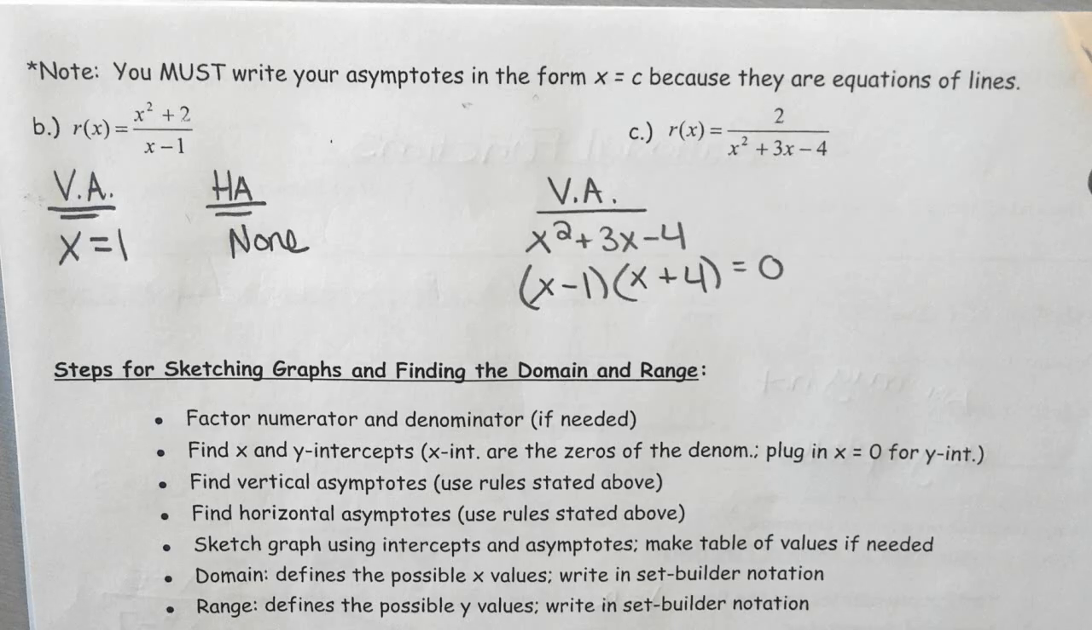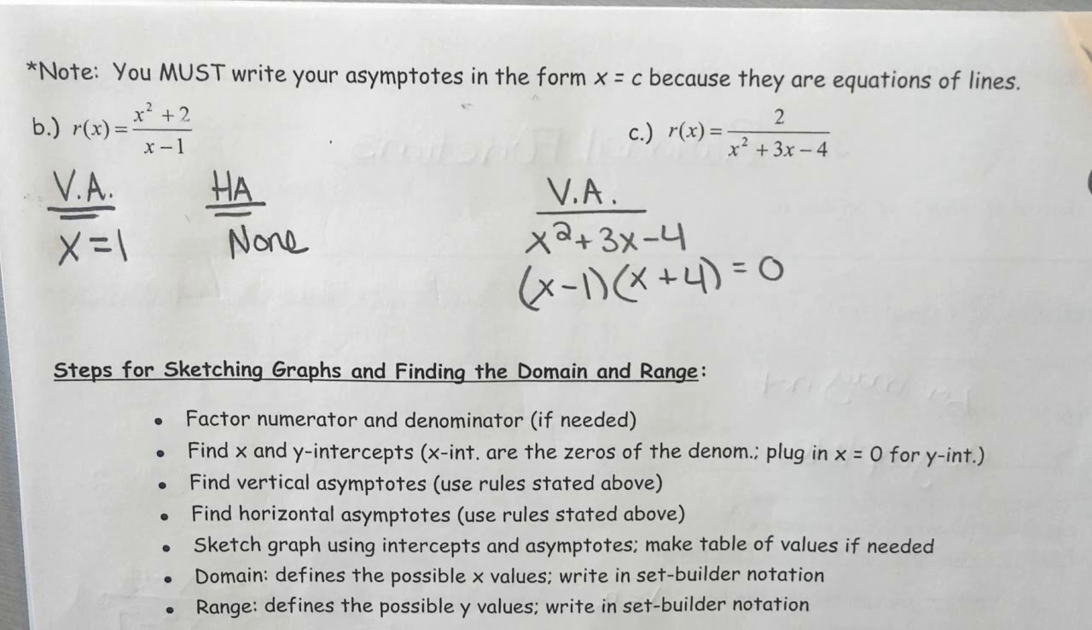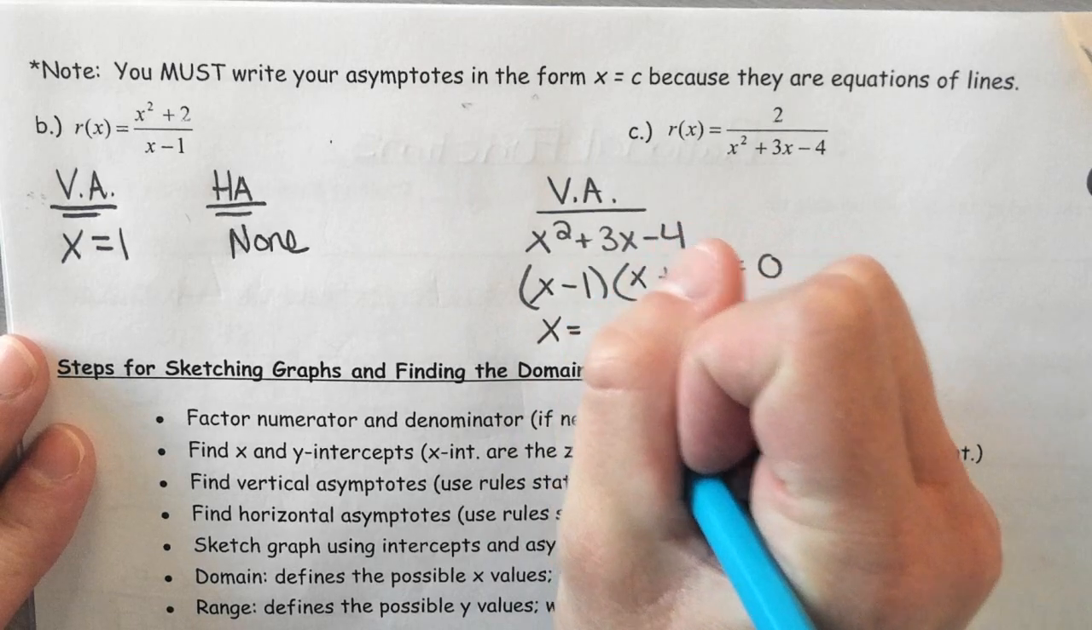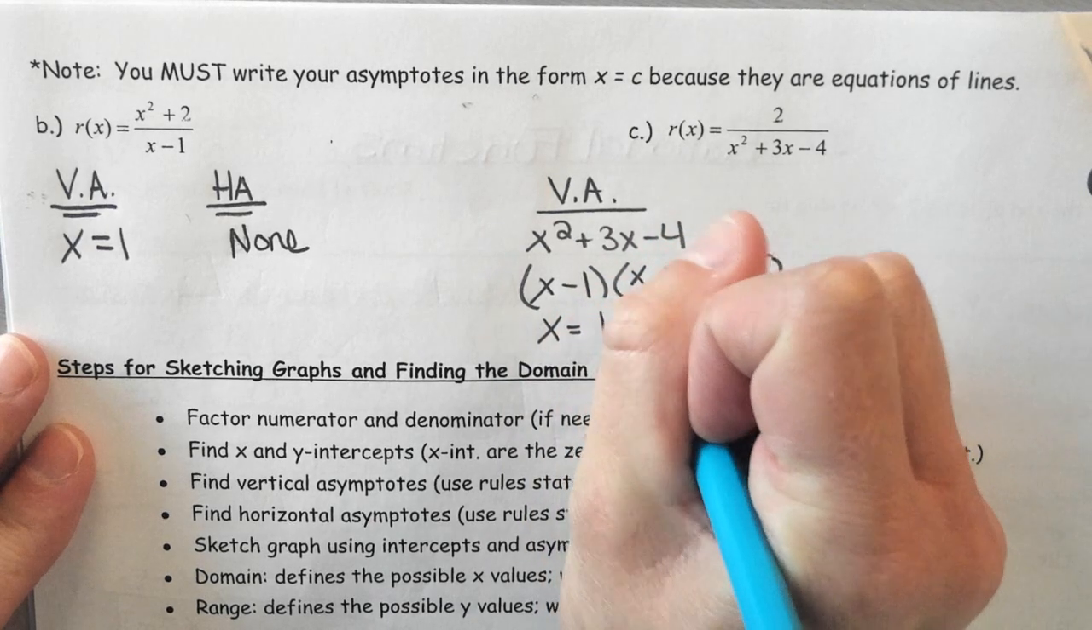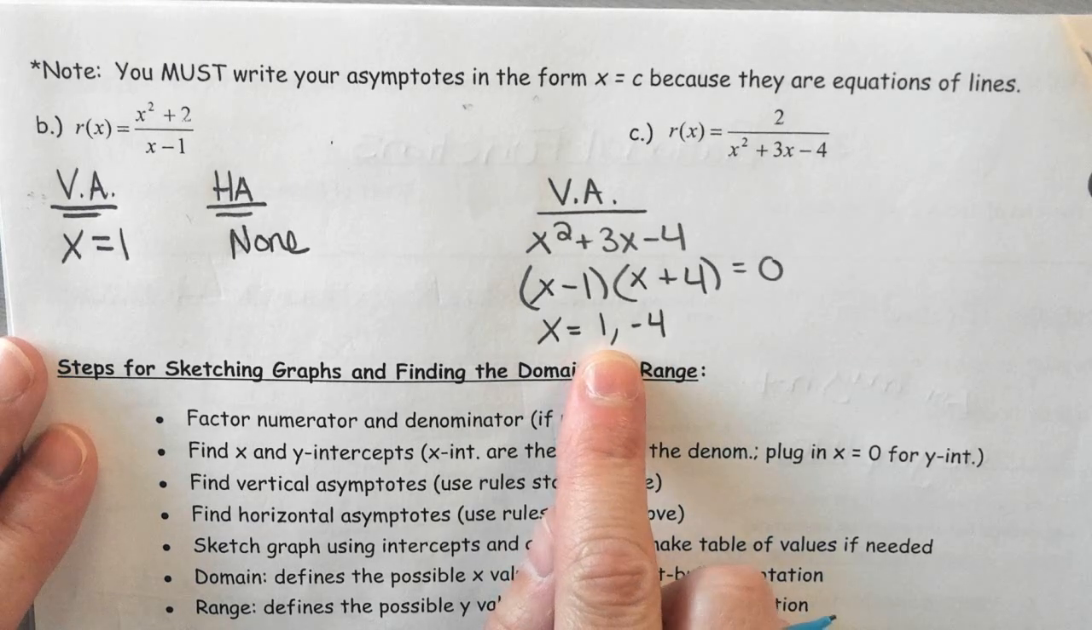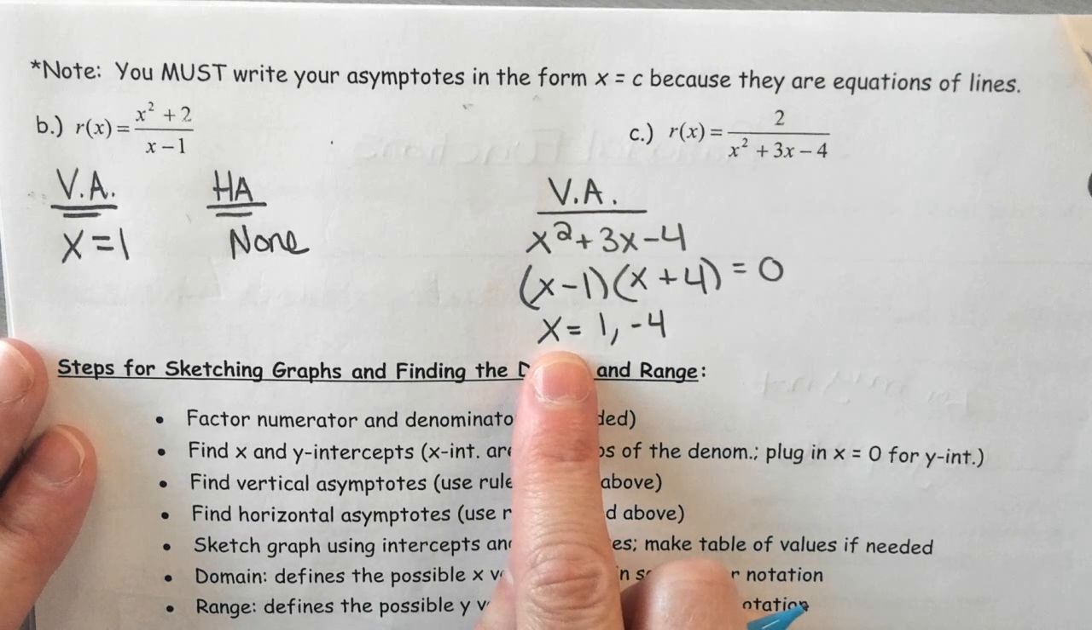And again, you can have those parentheses flipped. It's due to the commutative property. We can say it doesn't matter the order we multiply in. What are my 2 vertical asymptotes? x equals 1 and negative 4. Now, I don't care if you write it like this, where you have the comma in between, but again, you do need the x equals. If you don't have the x equals, I'm going to mark you down.